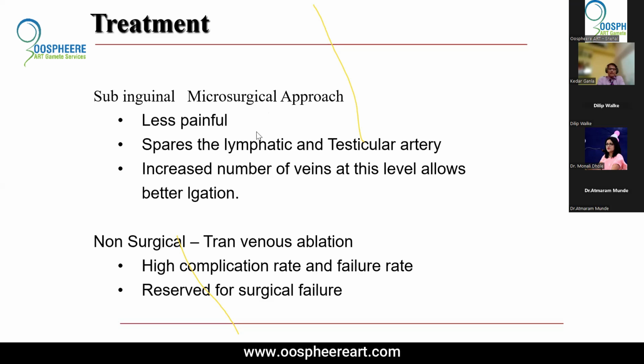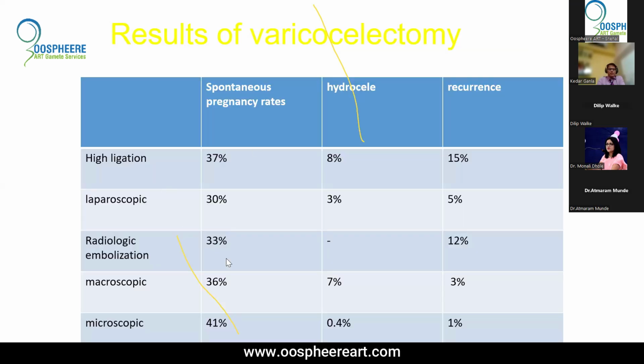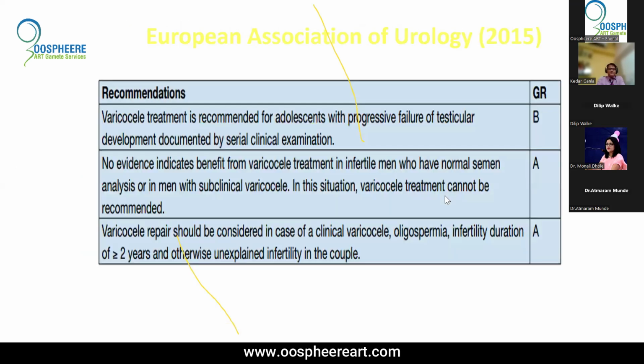The subinguinal microsurgical approach is the best. With loupe magnification, it can spare the lymphatics and testicular artery, and it will help to ligate the veins. So with microscopic surgery, spontaneous pregnancy is 41%, when there is not much improvement in the count, the patient still will become pregnant, and recurrence rate is only 1%. With all other techniques, recurrence rate is very high.